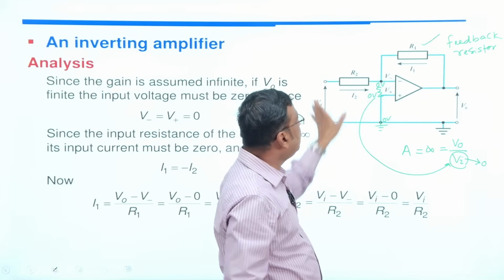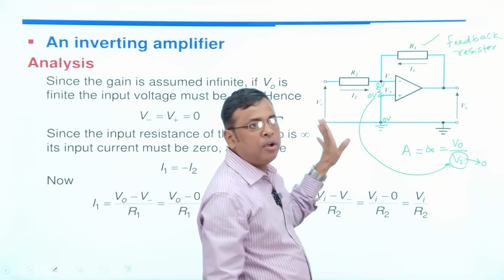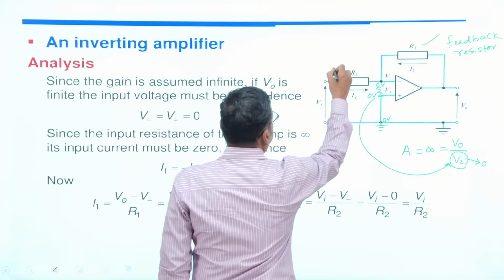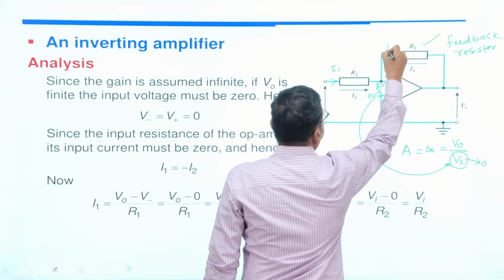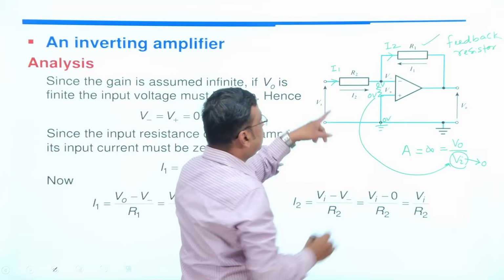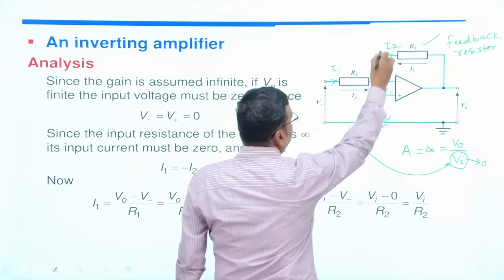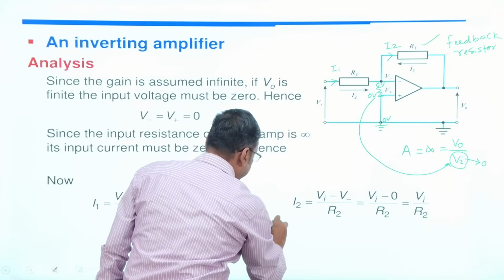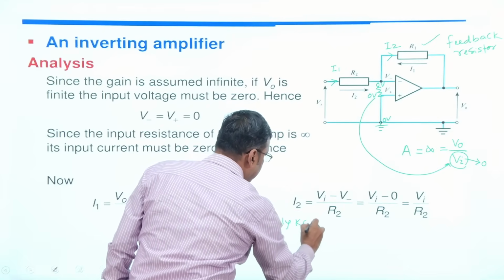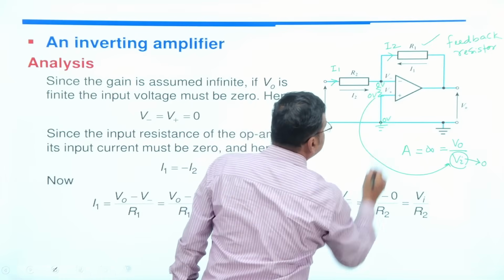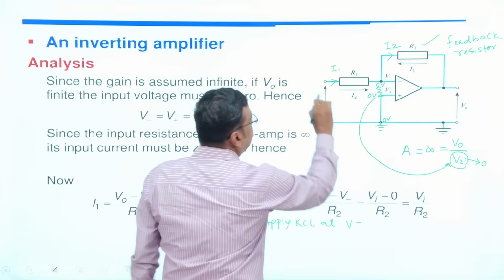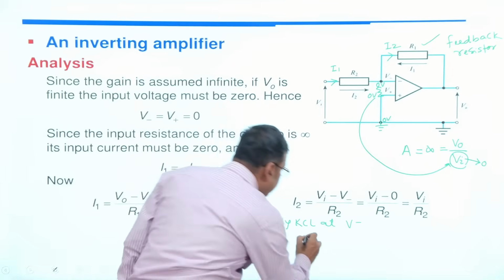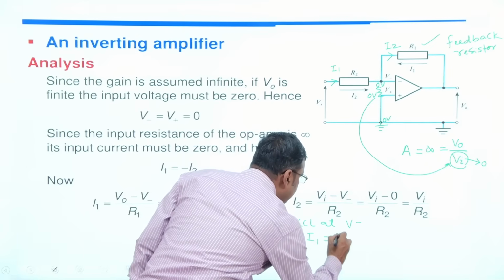In this case, already we have discussed how to find out the gain of the inverting operational amplifier. If you are applying KCL here, let this be your current I1 and this be your current I2. Again, I will remind you. Apply Kirchhoff's current law at the V minus terminal here. I1 is the incoming current, I2 is the outgoing current. So I1 equal to I2.